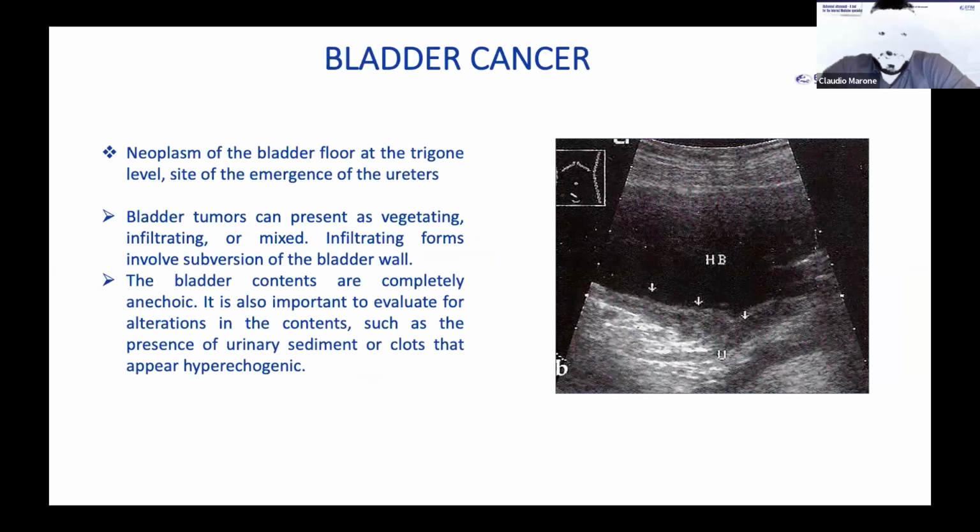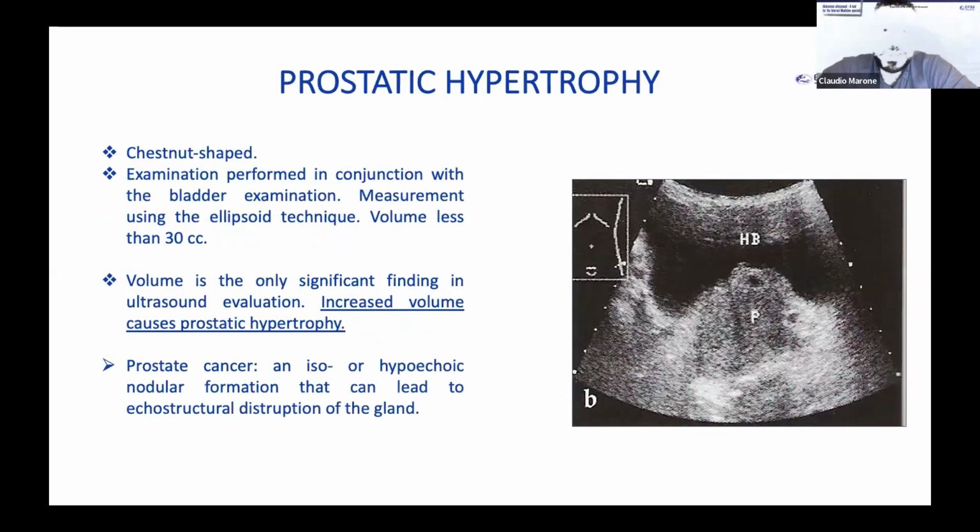Another pathology that can cause obstruction, and that we see frequently, especially in elderly patients, is bladder cancer. Here we see a neoplasm of the bladder floor, just at the trigone level, the site of emergence of the ureters. Bladder tumors present as vegetating, infiltrating, or mixed, and sometimes we can have a subversion of the bladder wall.